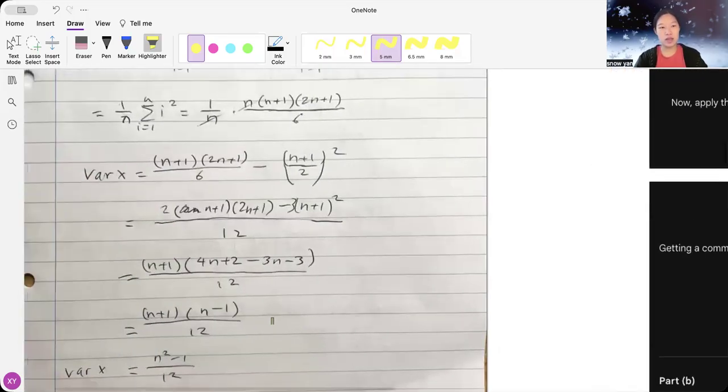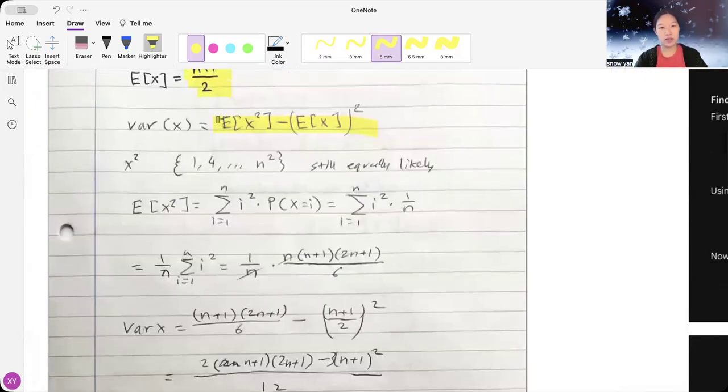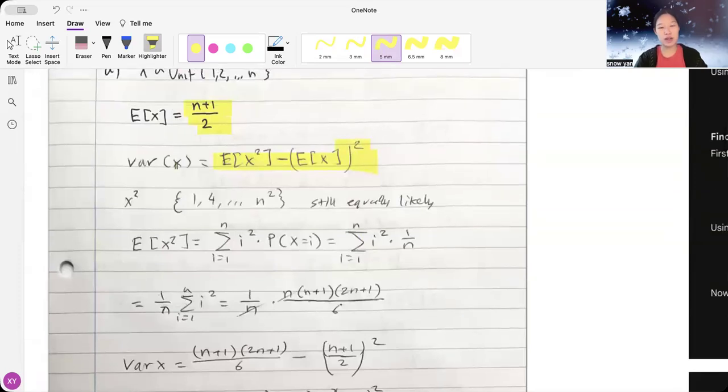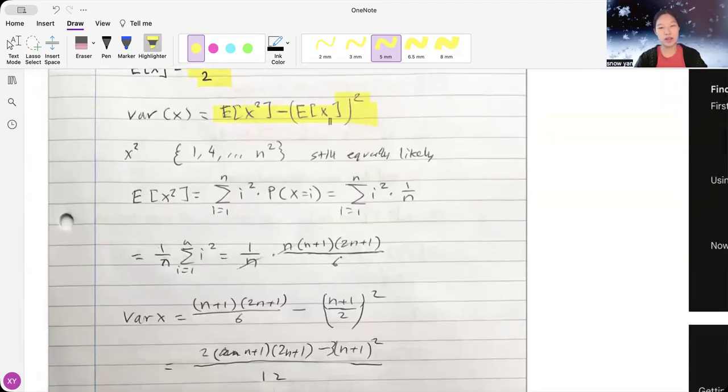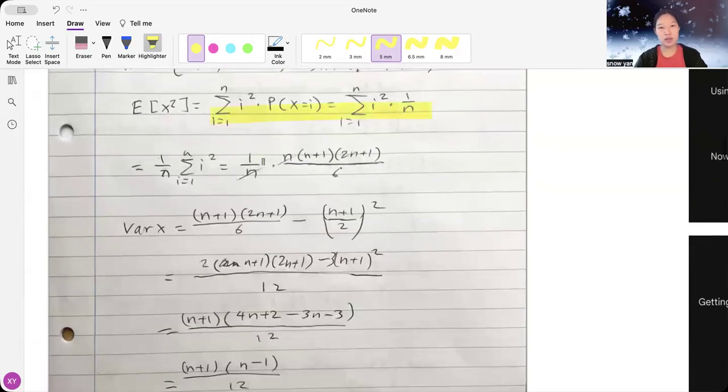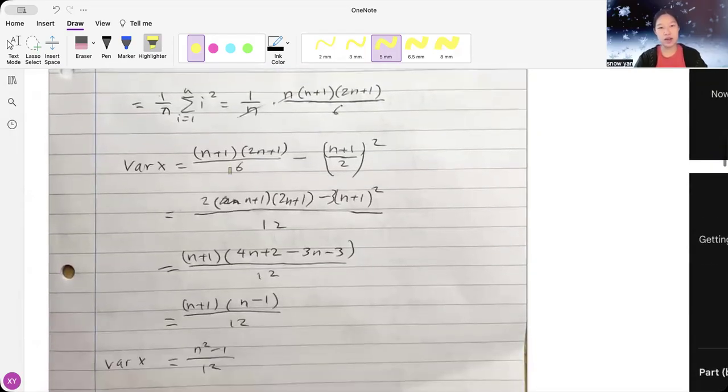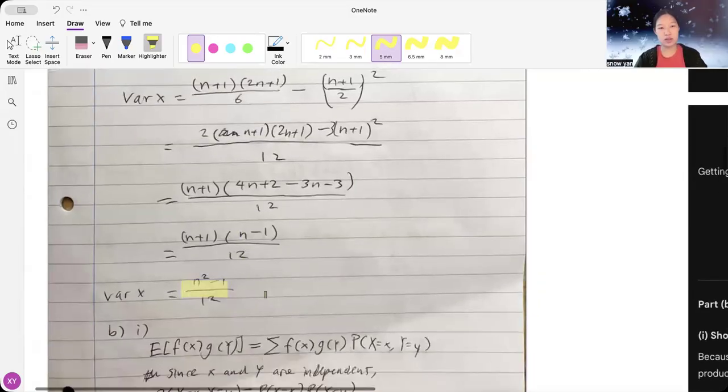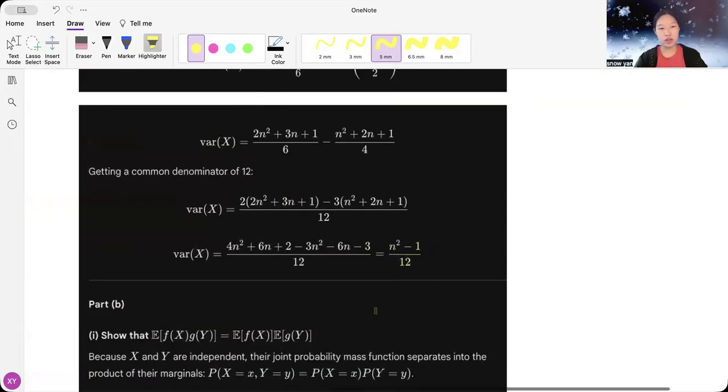I basically did the exact same thing. I listed out this first; I think it makes more sense to first write out this so that I know how I'm going to approach it. That's why I defined E of x squared. And then this part was already from before, right? So I did the exact same thing, simplified it, combined the things together, and I got this. So it was done the same way.